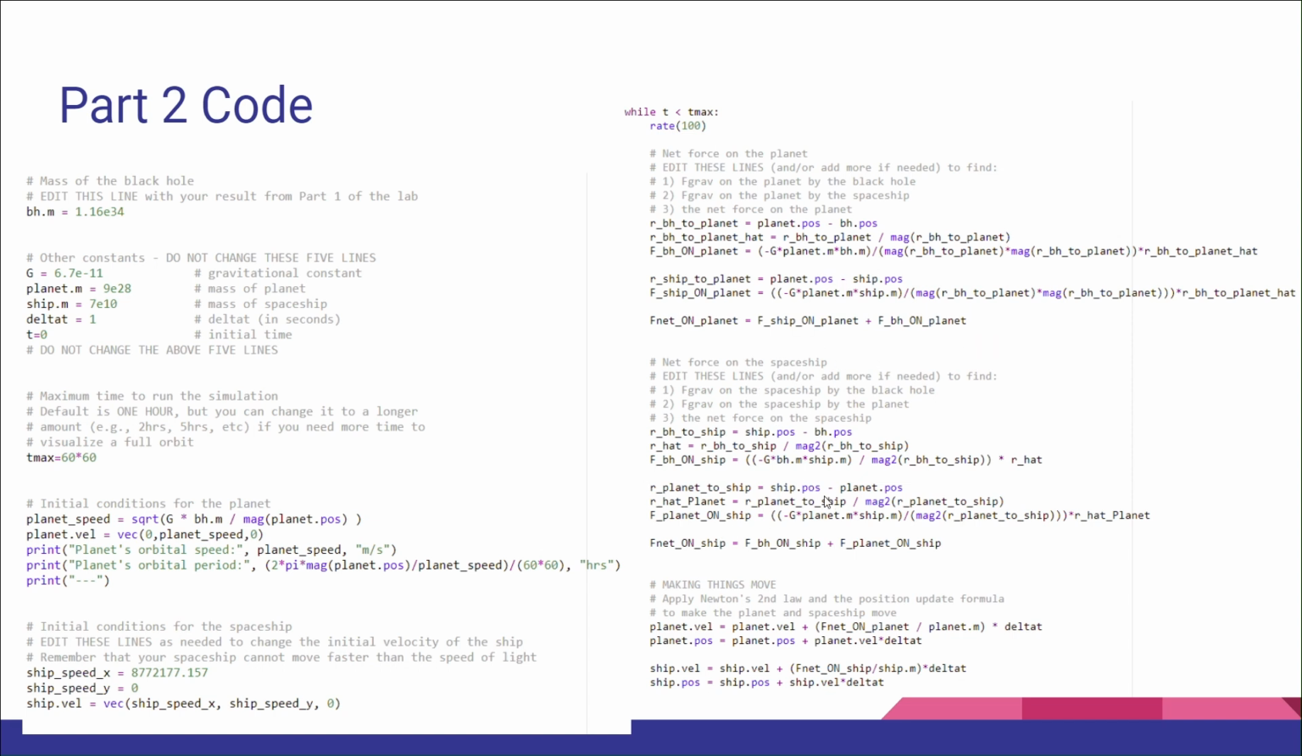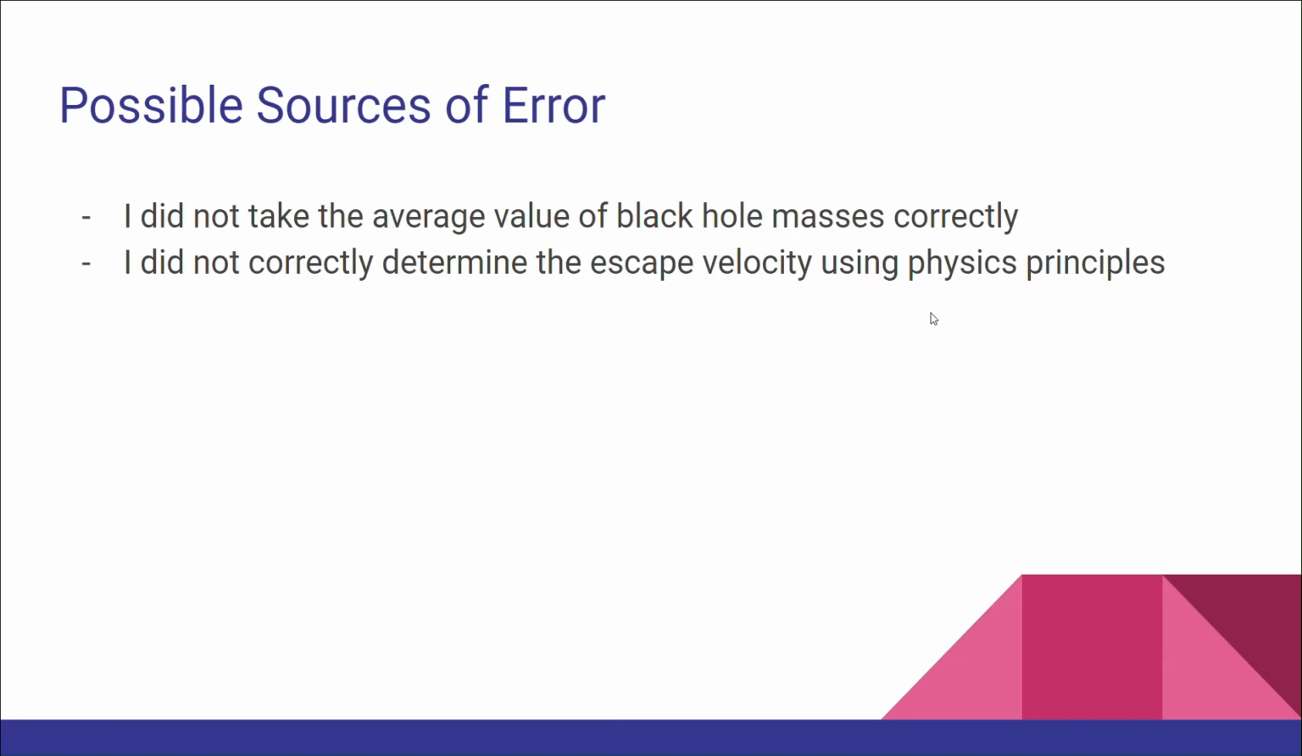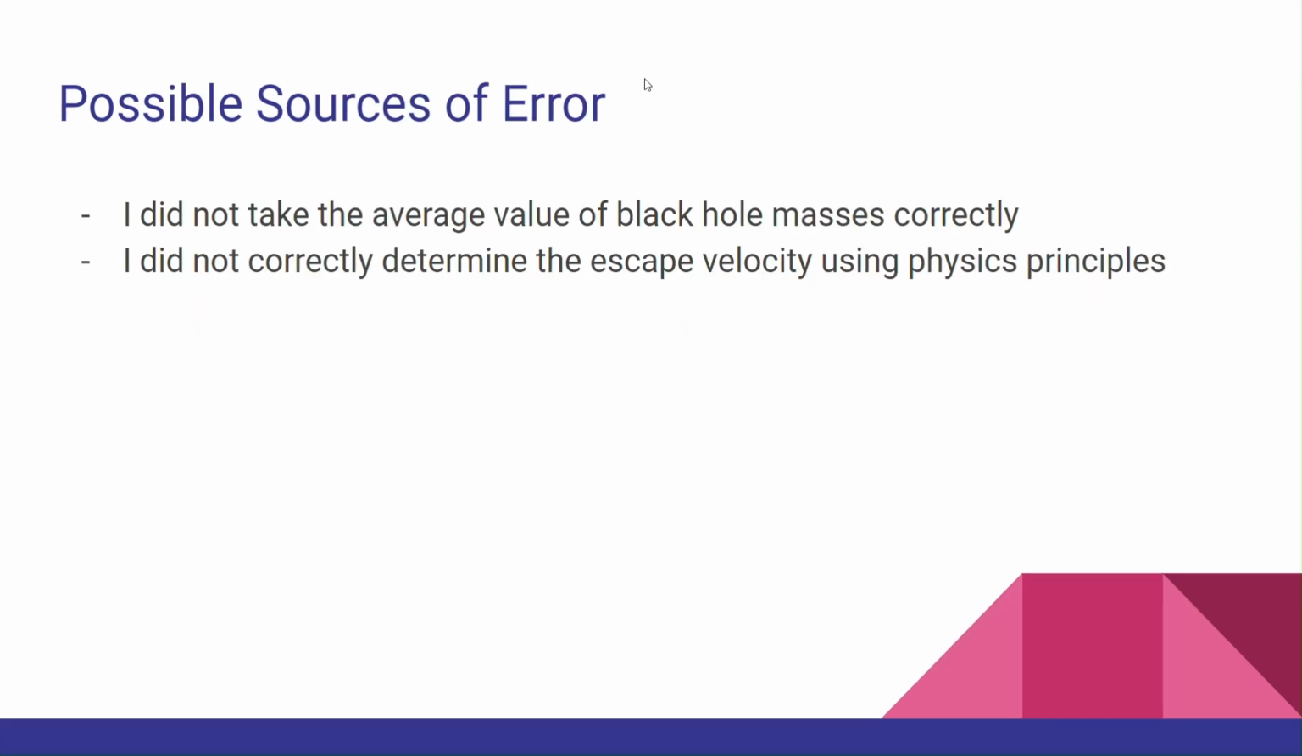And then down here, these were the iterations. I updated the velocity as well as position after each delta t time step for both the planet and the ship, as you can see. So yeah. Possible sources of error for this would be I did not take the average of the black hole masses correctly from part 1. And then also I could have made some physics mistakes when determining the escape velocity.